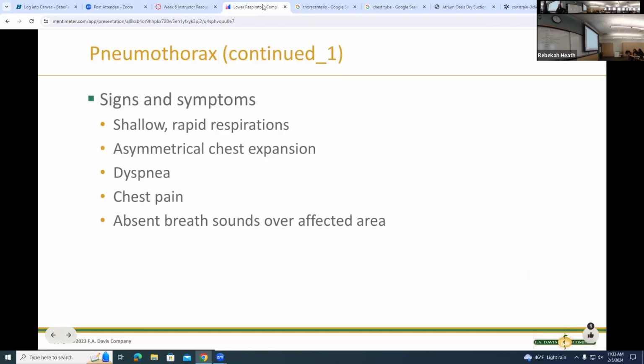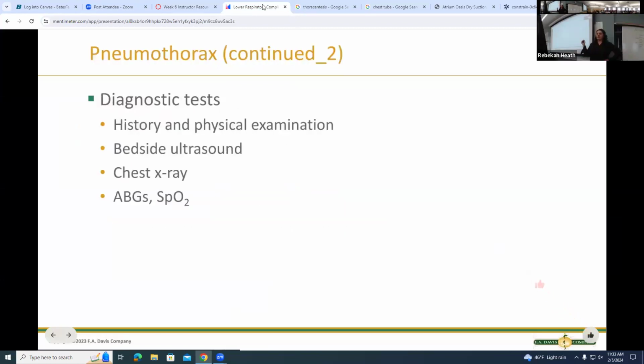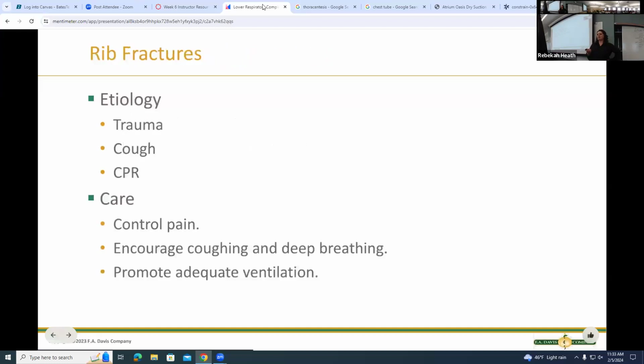Okay, moving on. We talked about tension. They might do an ultrasound. Ultimately, the first thing they're probably going to do is an x-ray. Might do a chest tube. They're probably not going to do a paralysis tube.